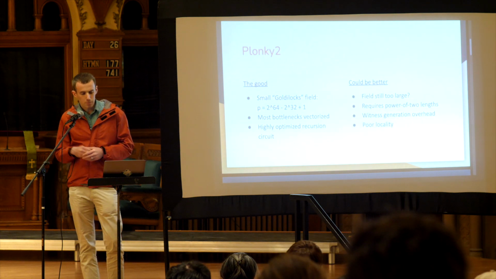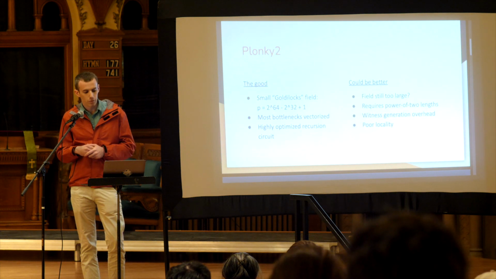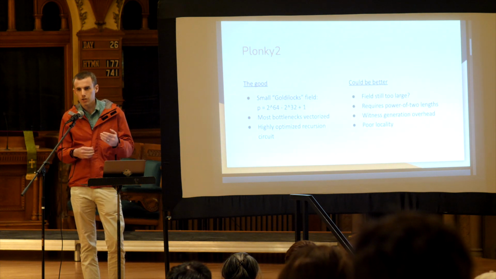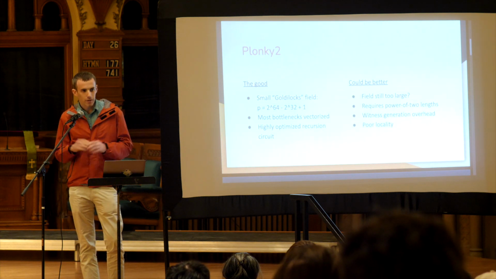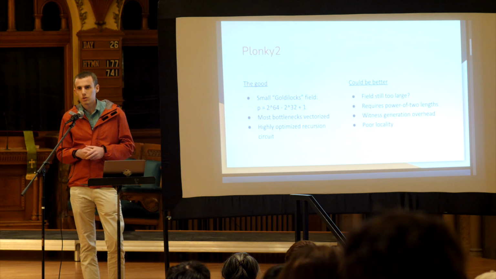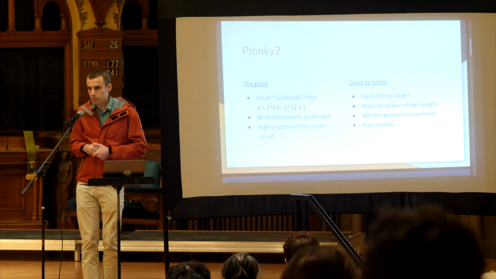Besides that, we've optimized several parts of the main prover bottlenecks pretty well. So for example, FFTs and hashing are all vectorized. And we have a very, very optimized recursion circuit. So recursion is very fast. But there's still room for improvement.